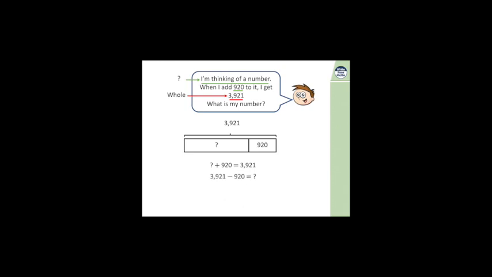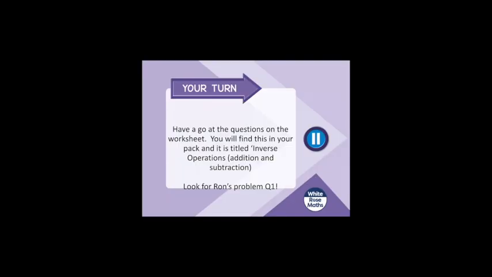What if we use subtraction? We use the inverse, subtraction being the inverse of addition. So if we take our whole, 3,921, and subtract one of those parts away from it, 920, we should be left with the missing part. 1 minus 0, 1, 2 minus 2, 0, 9 minus 9, 0, 3 minus 0, 3. Gives us our answer, or missing part, 3,001, and we've used the inverse.